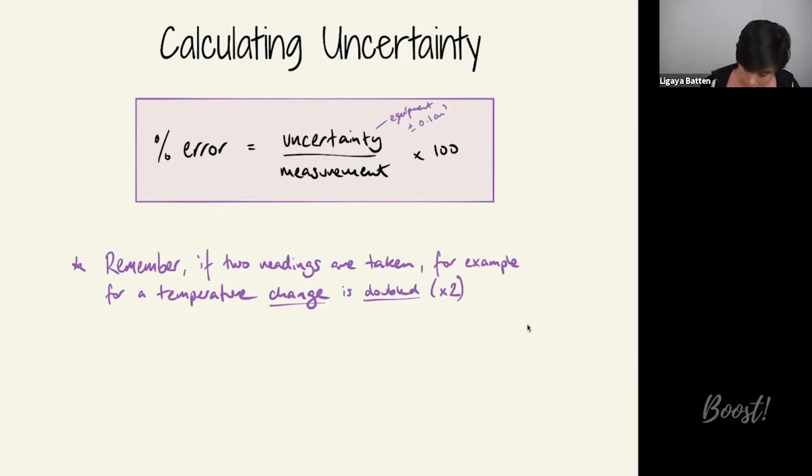So let's say we're measuring 50 centimeters cubed of your acid, then that's going to be your measurement, e.g. 50 centimeters cubed. And then times it by 100, obviously, to give you your percentage. So percentage error is the uncertainty from your equipment divided by the measurement that you took with that equipment times by 100 to give you the percentage.